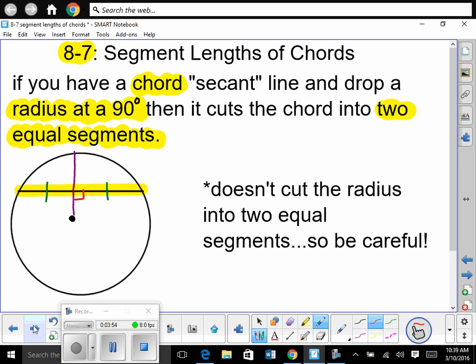Okay, so today we're learning more with segment lengths, okay? So we're going to be dealing with segment lengths of chords.